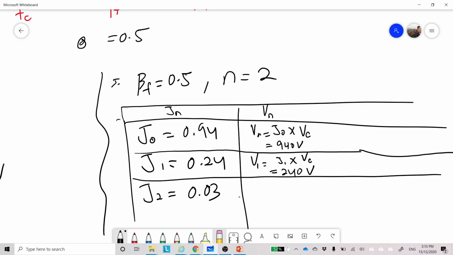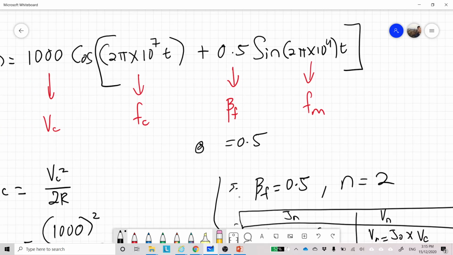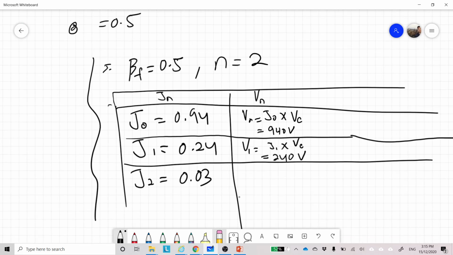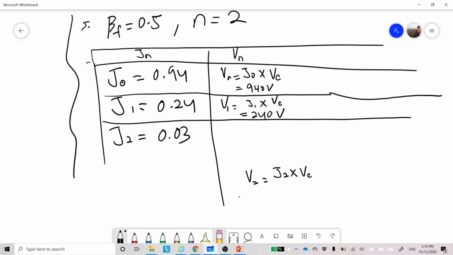Darabkan dengan 1000 sebab Vc bersamaan dengan 1000. Okay. And then V2 is equal to J2 multiplied with Vc. So this is equal to 30, akan bersamaan dengan 30 volt.